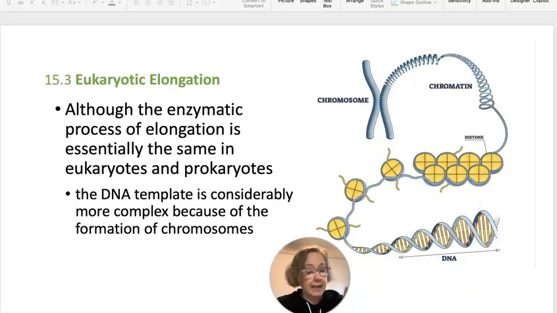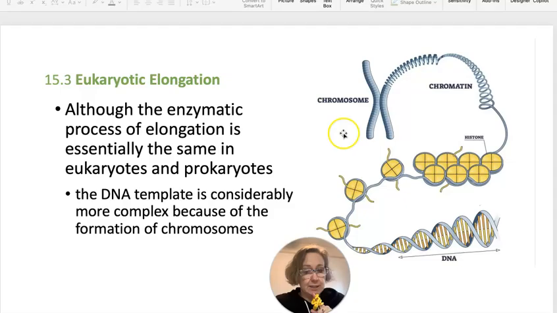Okay, now what's the last thing I said we need to address? We need to address this winding, right? We need to address all of this on the histone. This is the histone and it's wound around there. So although elongation is essentially the same in prokaryotes and eukaryotes, the biggest difference is you have to unwind this DNA from your histones.